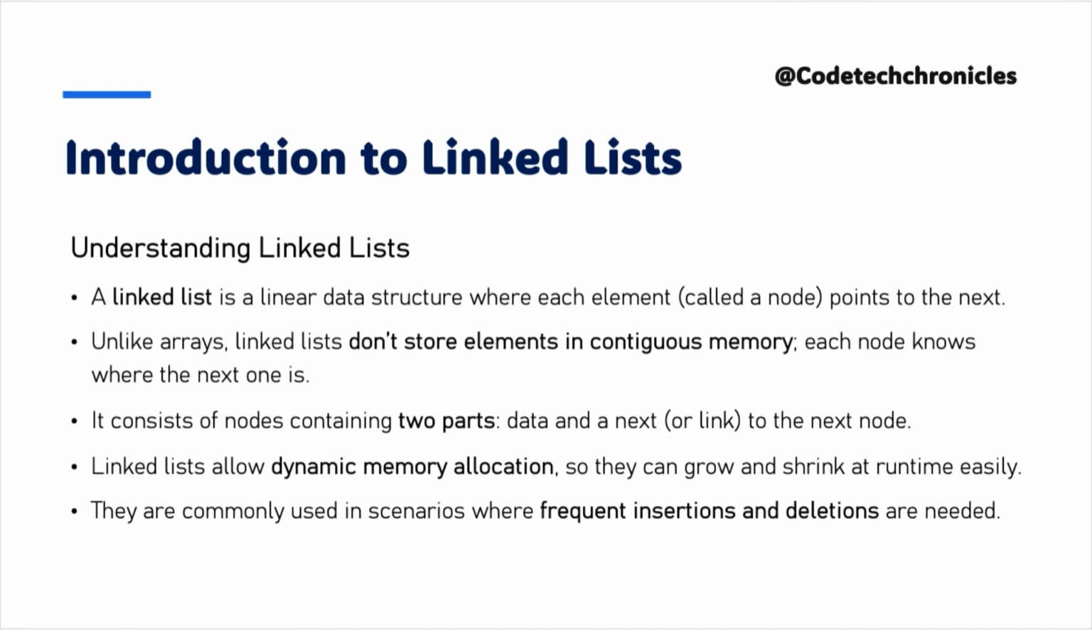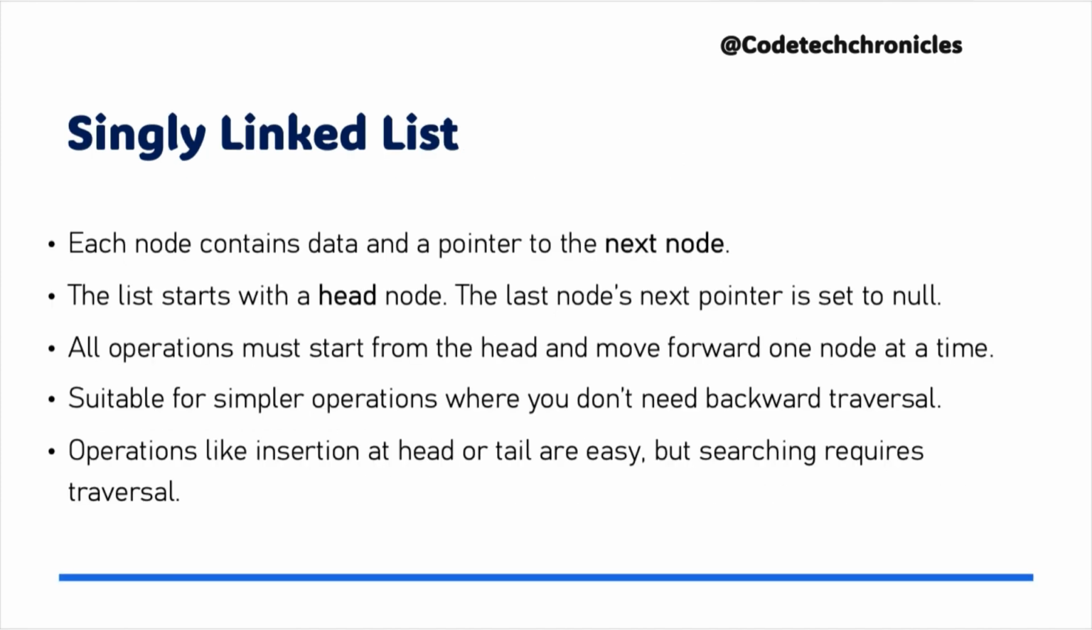Let's get started. A singly linked list is the simplest form of linked list. Each node contains a piece of data and a pointer to the next node. The first node is called the head, and the last node points to null, indicating the end of the list. Operations like insertion at the head or tail are quick, but finding an element means starting from the head and traversing forward one node at a time. So if you only need to move in one direction, a singly linked list is efficient and simple.